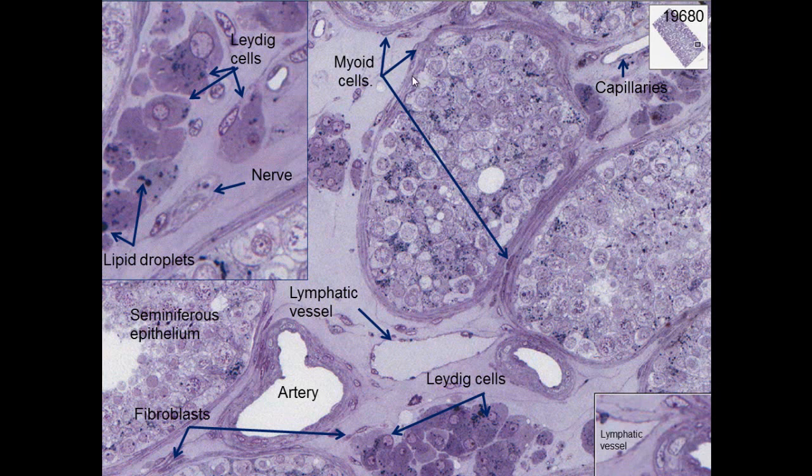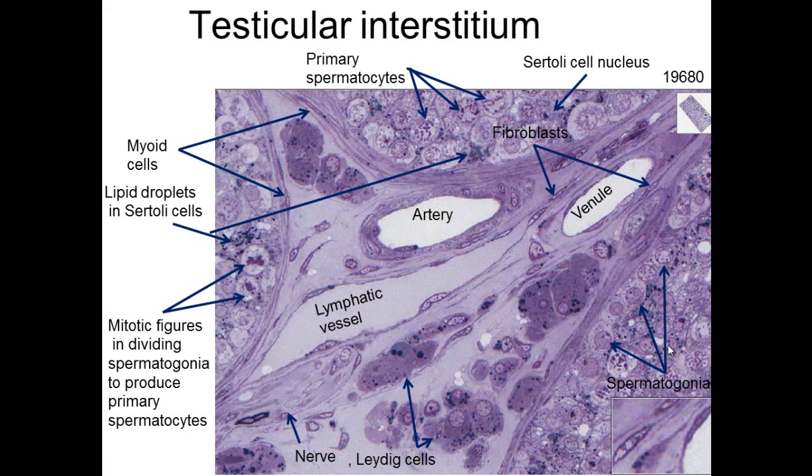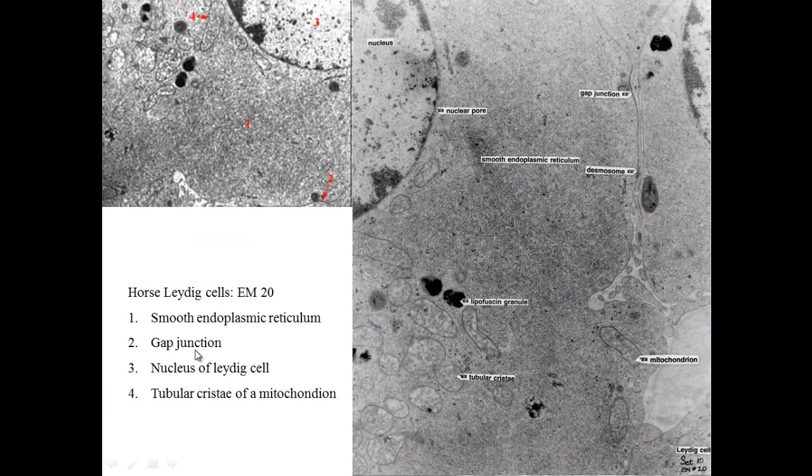So here we can see the myoid cells around the seminiferous tubules. We see Leydig cells, lymphatics, very thin wall. See capillaries, blood capillaries, Leydig cells. You can see some lipid in Leydig cells here, and we can see more Leydig cells, seminiferous tubules, lymphatics inside there. Since developing germinal cells require a 100-fold higher concentration of testosterone than others, that's why you have its close proximity. I think we said that one time before, but we want to confirm that. Lymphatic, artery, you've got fibroblasts, primary spermatocytes, myoid cells, mitotic figures of spermatogonia giving rise to spermatocytes.